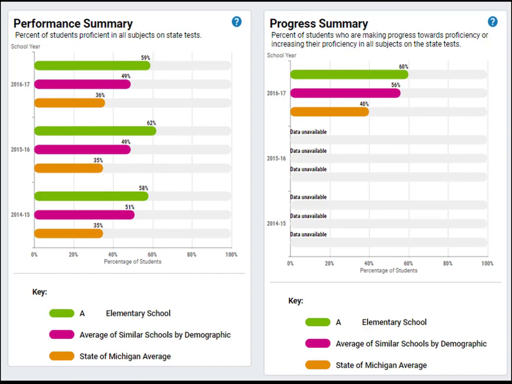As you can see, this particular elementary school has 60% of their students maintaining or making progress towards proficiency. Compared to similar schools, it's 56%. Compared to the state average, it's 40%. I concur with MDE's recommendation that we should not be using this measure for educator evaluations because it is an adequate growth percentile that is based on setting a target for a student growth percentile.